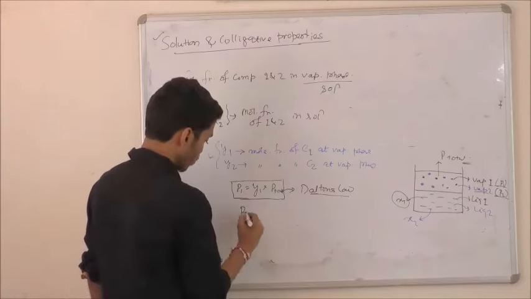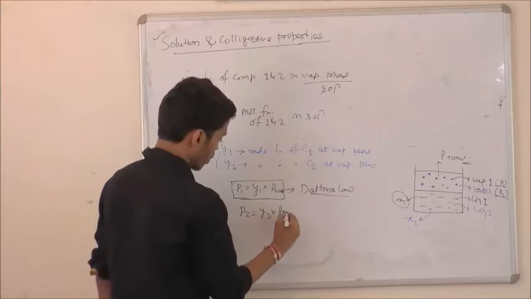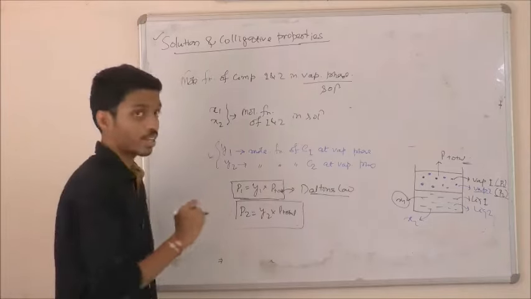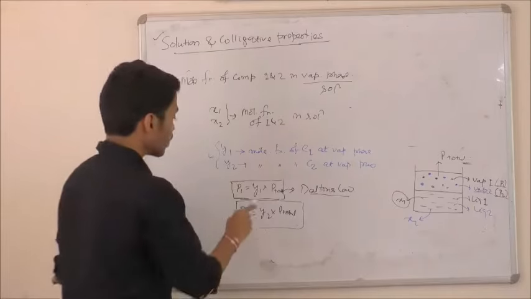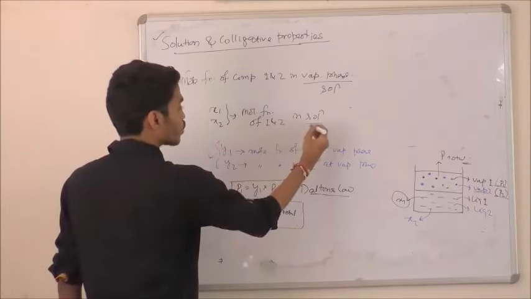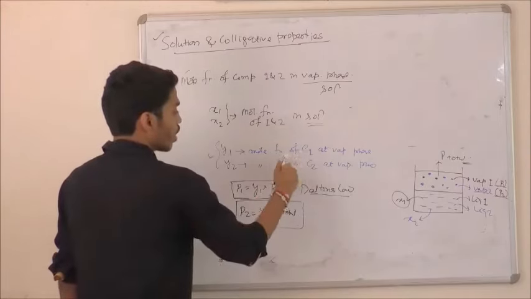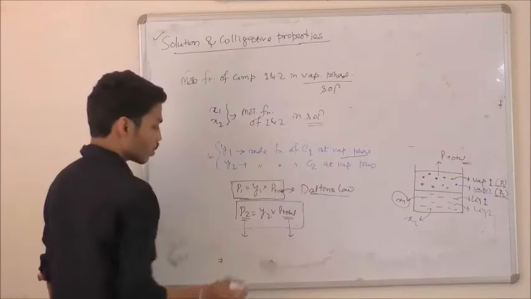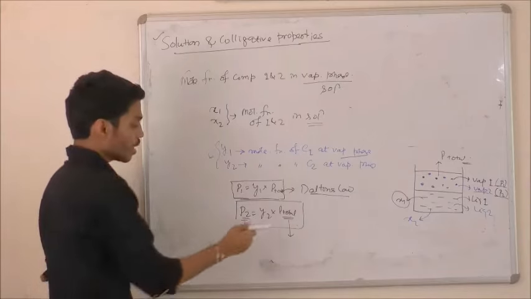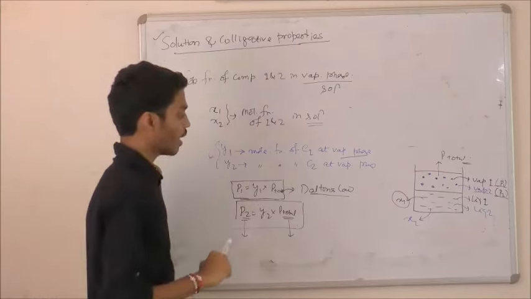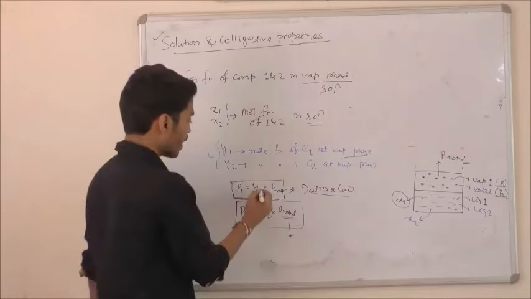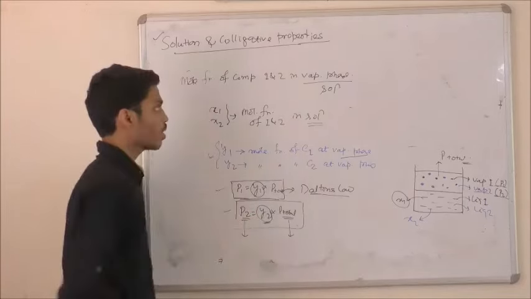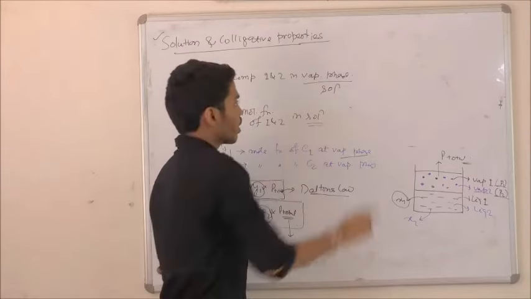Similarly, P2 will be equal to y2 into P total. Remember it, I am not writing x1 and x2, rather I am writing y1 and y2. Why? Because x1 and x2 are mole fractions of component 1 and 2 in solution, and y1 and y2 are mole fractions of component 1 and 2 in vapor phase. We are taking everything in vapor phase. P total is the total vapor pressure, and P2 is the vapor pressure of component 2 in vapor phase, so we take the mole fraction of component 2 in vapor phase also. The right thing is to write y1 here. So from these formulas we can find the mole fraction of component 1 and 2 in vapor phase.